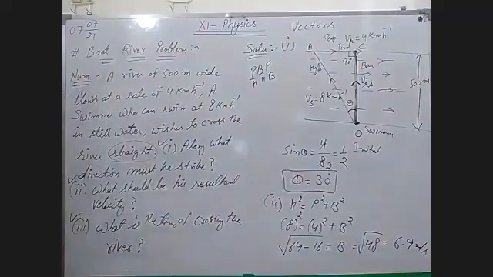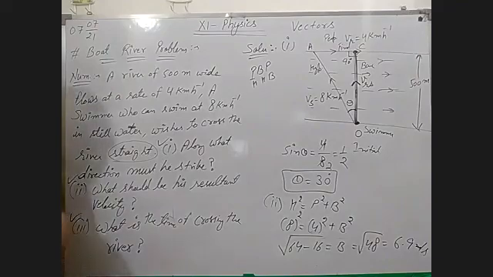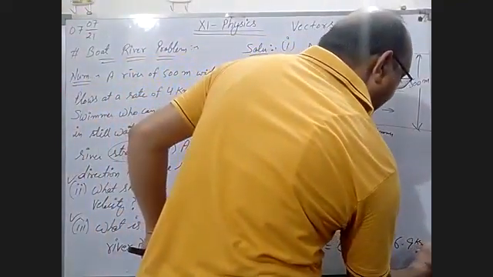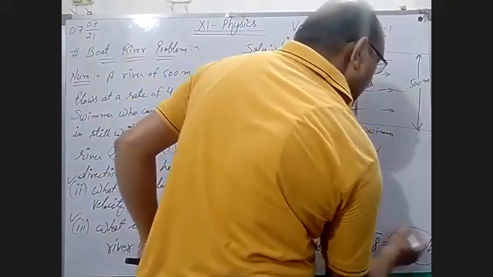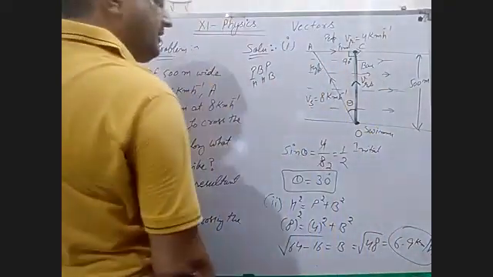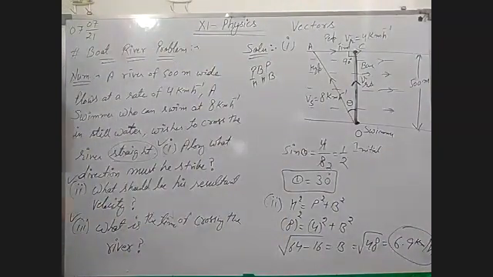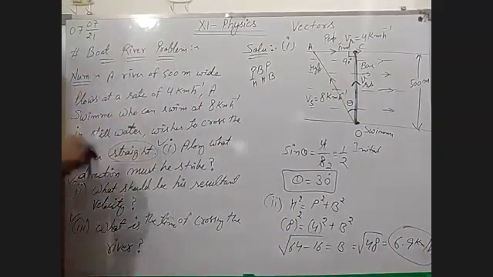And what is the value of root 48? 6.9 something. 6.9 kilometer per hour. So not meter per second, kilometer per hour. This is your another answer. Now the third is, what is the time of crossing the river? How can you calculate time?